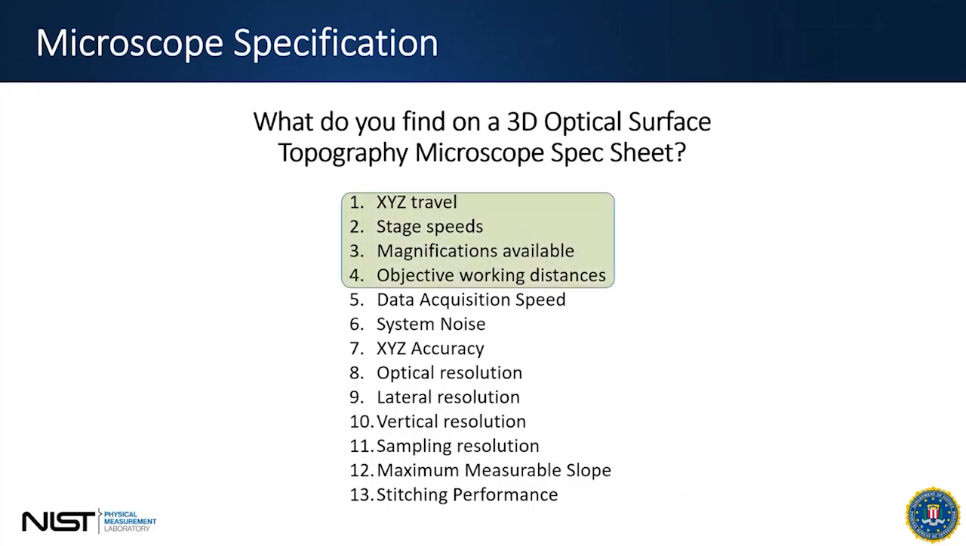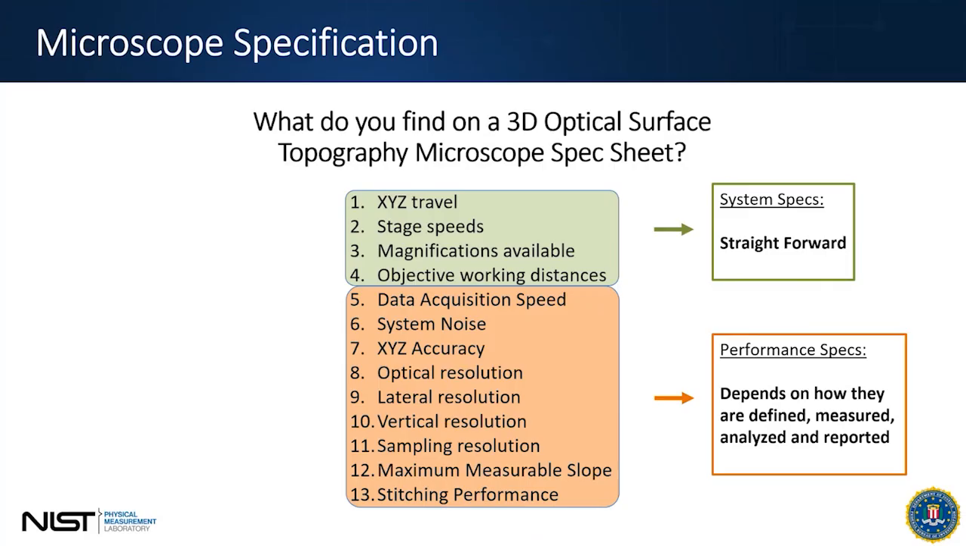So 1 through 4 is pretty straightforward and self-explanatory: X, Y, Z travel, how much movement the stage allows, how quickly that stage moves, the magnifications that are available, and working distances of the objective. These are physical properties that are pretty straightforward. But if you look at 5 through 13, on the other hand, it becomes a little bit murky. There are multiple ways of demonstrating each of these different characteristics, and unless you standardize how you do that test, it's hard to compare between instruments.